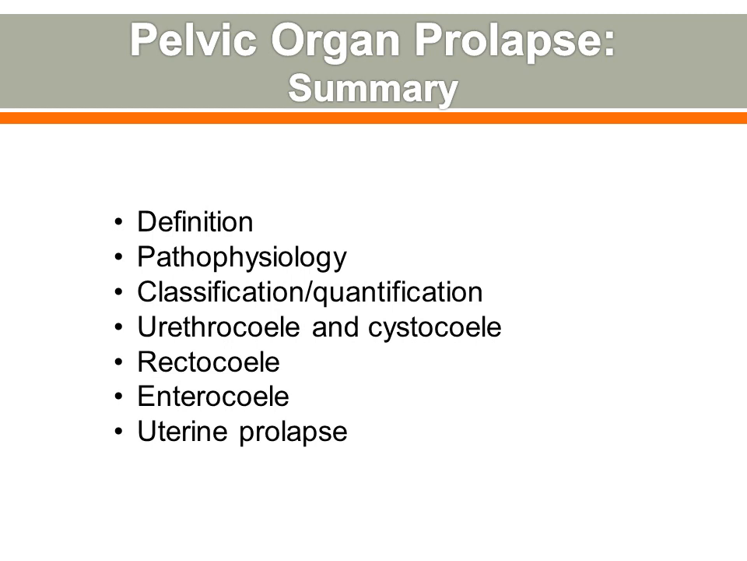So, in summary, we have discussed the definition of pelvic organ prolapse. We also discussed the pathophysiology, the classification, the quantification of pelvic organ prolapse. We also discussed the different kinds of pelvic organ prolapse, such as the anterior vaginal wall prolapse in the form of urethrocoele and cystocoele, and posterior vaginal wall prolapse in the form of rectocoele and enterocoele, and finally, uterine prolapse.